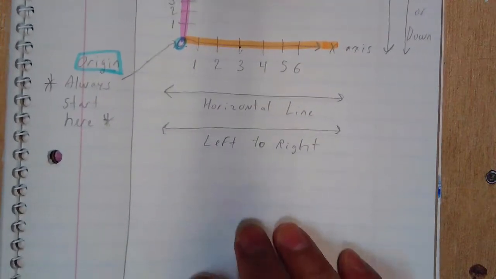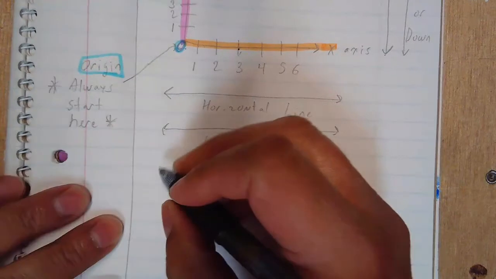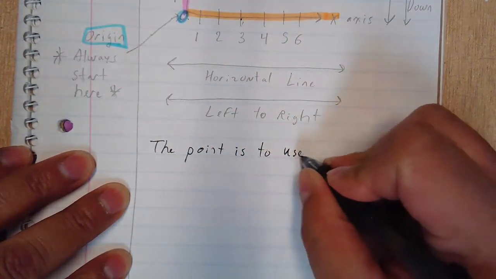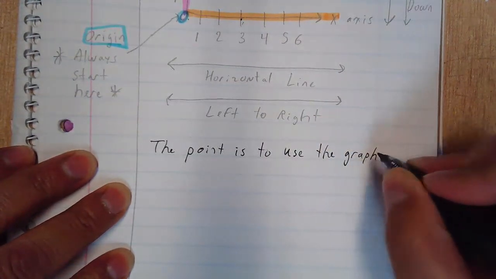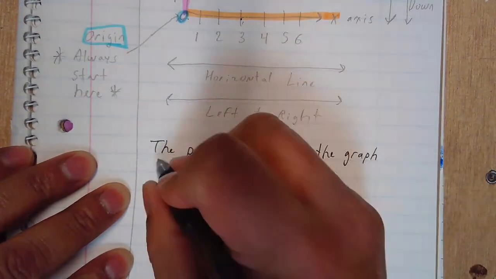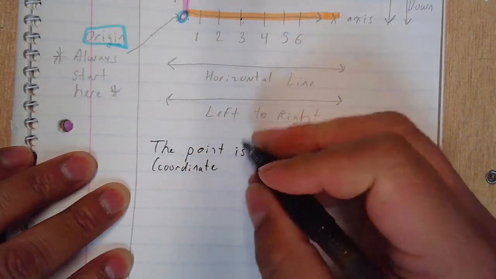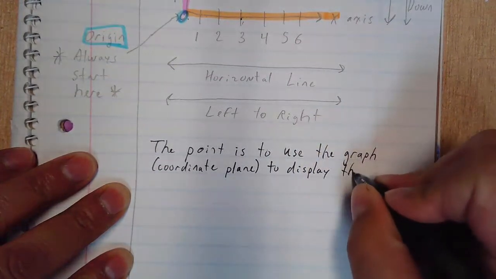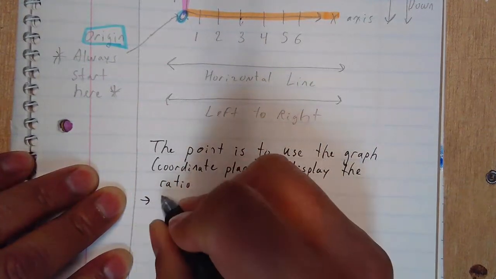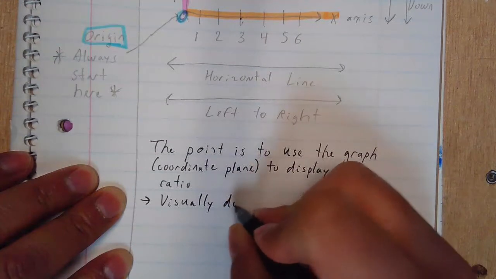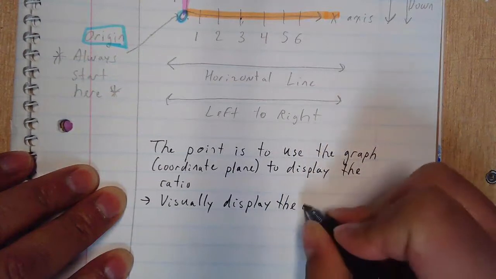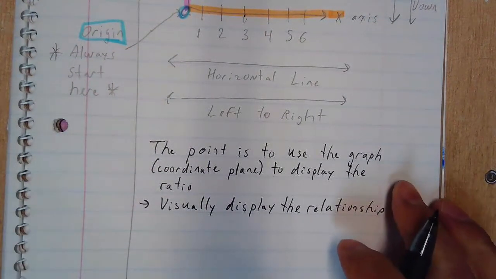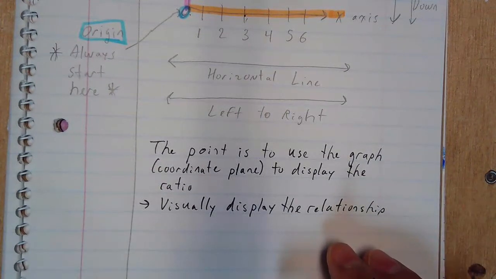So, what are we doing with this graph? What's the connection with ratios? So, the goal here, the point, is to use the graph, coordinate plane. I'm trying to think, what is it called? Just had a momentary brain of forgetfulness. I don't know, that didn't make sense anyways. The graph, use the coordinate plane to display the ratio. You are going to visually display the relationship. Okay? Again, ratios. We're still doing ratios. Just now we're going to use a graph to show the relationship between the ratios, or ratio, depending on what you're looking at, okay?